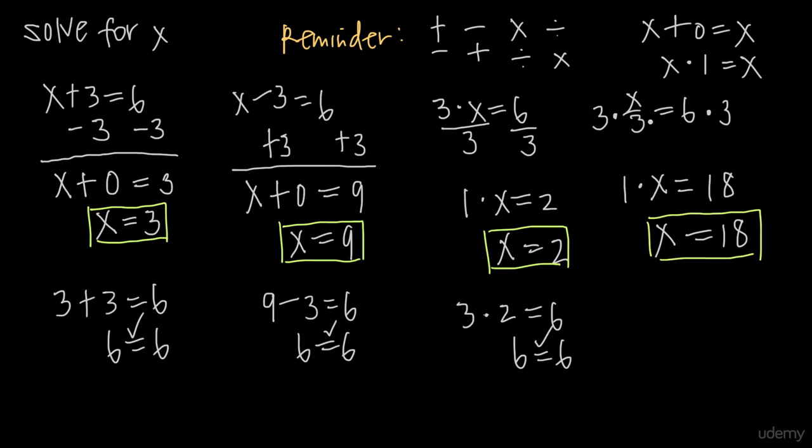Plugging 18 back into the original equation, which was x over 3 equals 6, I'm going to get 18 over 3 equals 6. 18 divided by 3 is 6, so I get 6 equals 6, and that checks out. So I know that my solution is correct, and that's how you use inverse operations and this concept of the identity number to do basic equation solving.